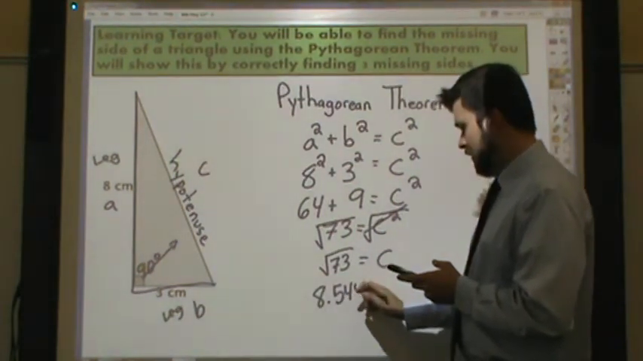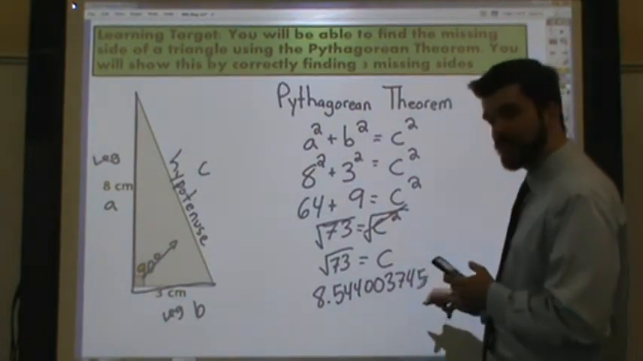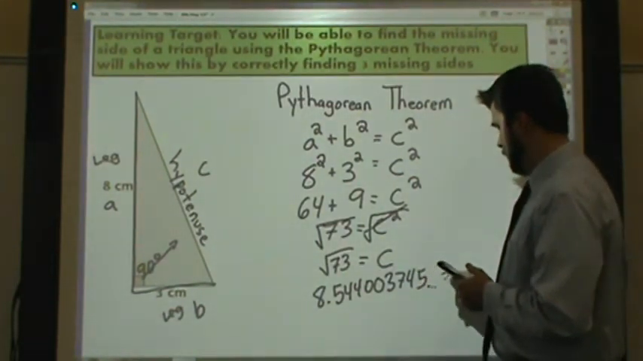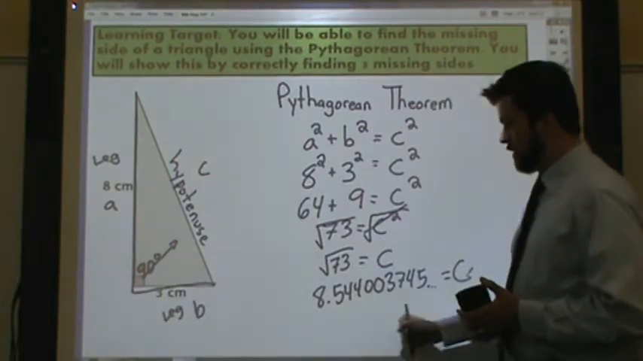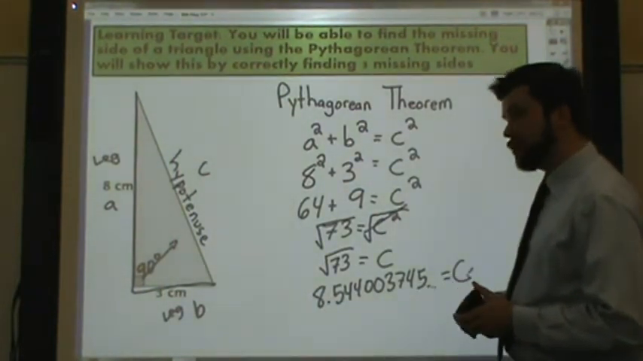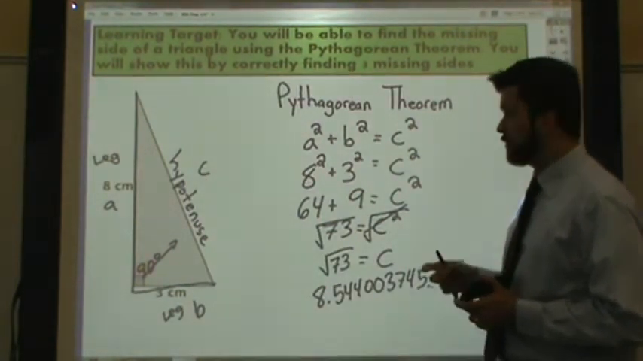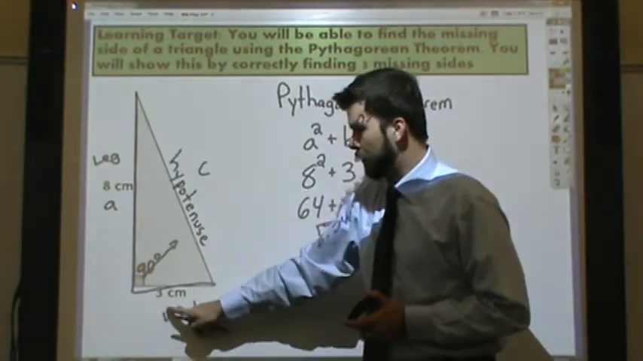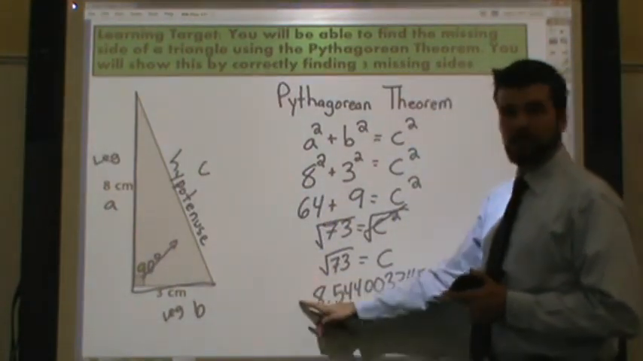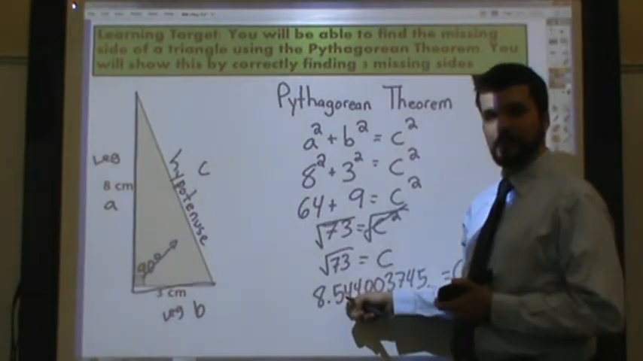but if we were to type it in, we can write down everything that shows up on the calculator. And again, this is irrational, so it keeps going. So C is going to be about 8.5. Now, one thing I'd like you to do to check these answers is please make sure that your C is bigger than the other two. So the other two were 8 and 3. So our answer wants to be bigger than both 8 and 3, and 8.5 is bigger than both of those.